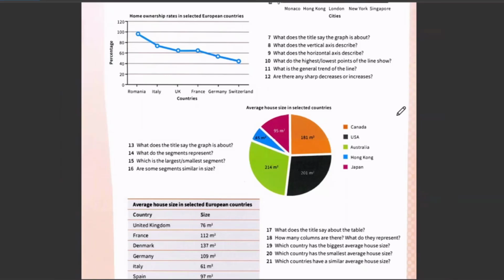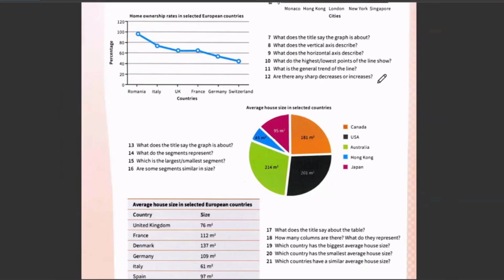Okay. A percentage of home ownership. That also works. That is also correct. Okay, next one is what does the horizontal axis describe? The horizontal axis describes the European countries. Describes some European countries because there are many. Here, we have 6, so some European countries. Or you can also be specific about 6 European countries.